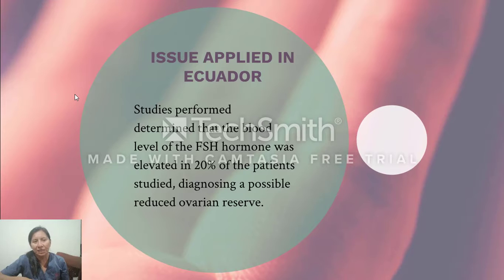Issue applied in Ecuador. Studies performed determined the blood level of the FSH hormone was elevated in 20% of the patients studied, diagnosing a possibly reduced ovarian reserve.